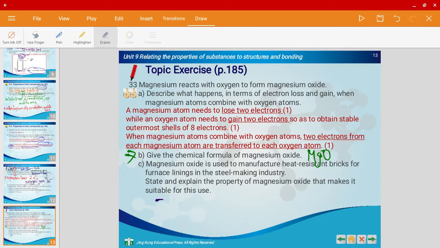Magnesium oxide is used to manufacture heat-resistant bricks for furnace linings in the steel-making industry. State and explain the property of magnesium oxide that makes it suitable for this use. So it's asking for the property. We learned about 4 different types of properties, right? Solubility, physical state, melting and boiling point, and electrical conductivity. But in this question, they're asking about heat-resistant bricks. So can you identify which property it is asking about? Yes, it's asking about the melting and boiling point.